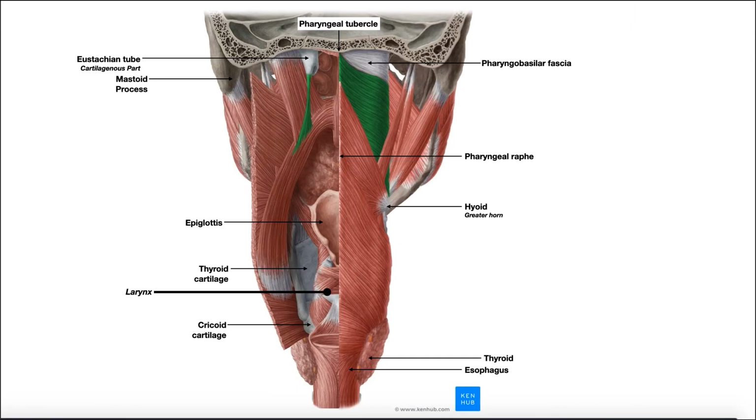Going back to this anatomy piece right here, remember, once we peel off those constrictors and peel them away like the pages of a book, as we have here on the left side, we'll be able to see the deeper muscles, and these are generally going to be soft palate muscles, and we will cover these in the next video, so make sure to join us there.